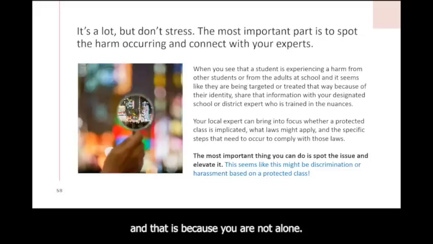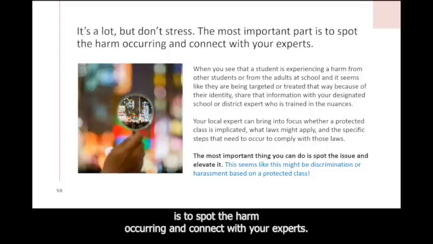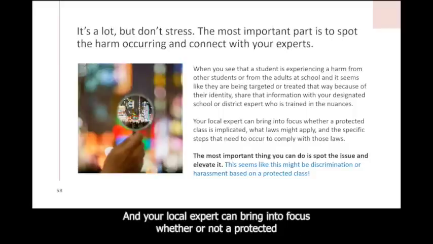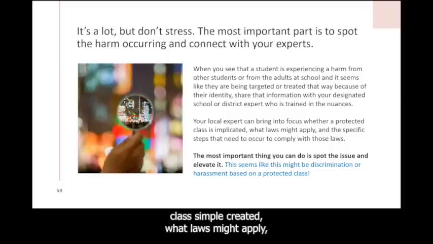And that is because you are not alone. It may be a lot, but don't stress. The most important part is to spot the harm occurring and connect with your experts. When you see that a student experiences a harm from other students or the adults in the school and it seems like they're being targeted or treated that way because of their identity, share that information with your designated school or district expert who is trained in the nuances. And your local expert can bring into focus whether or not a protected class is implicated, what laws might apply, and the specific steps that need to occur to comply with those laws.